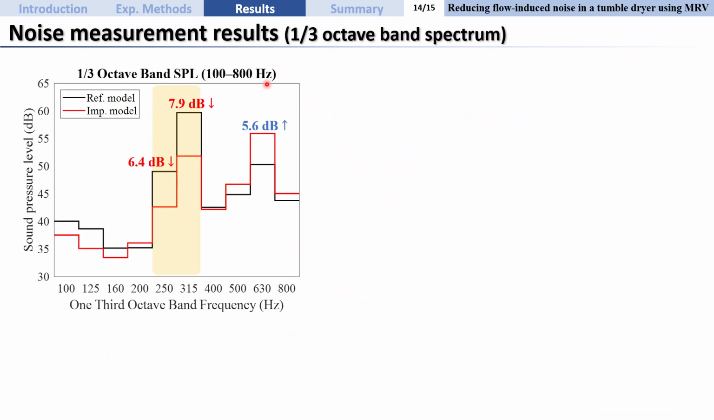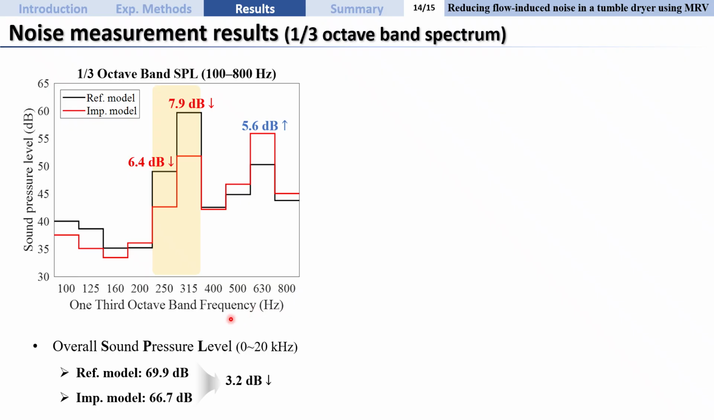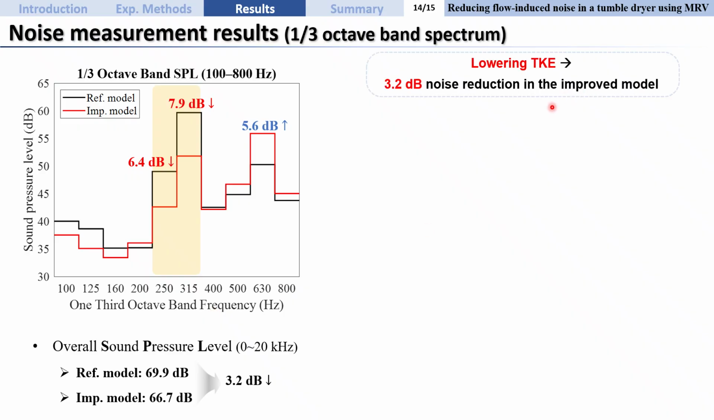And finally, let's see the noise measurement results using a 1/3 octave band spectrum. The results show a significant noise reduction in the low frequency range. However, we can also observe a local increase. But despite this, we confirm that within the audible frequency range, the overall sound pressure level decreased by 3.2 decibels. So given that the decibel scale is logarithmic, this represents a significant improvement.